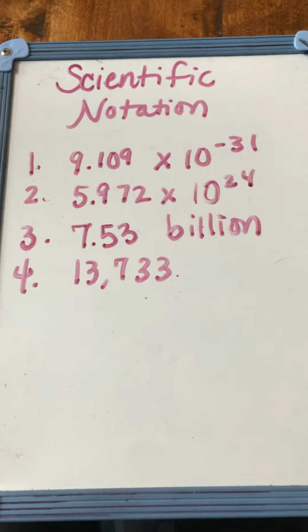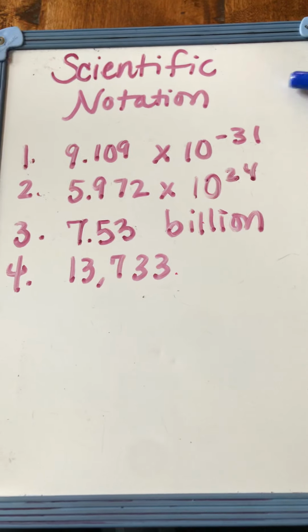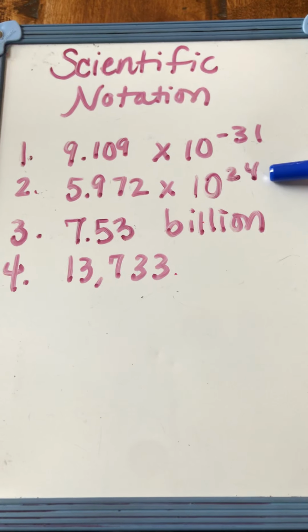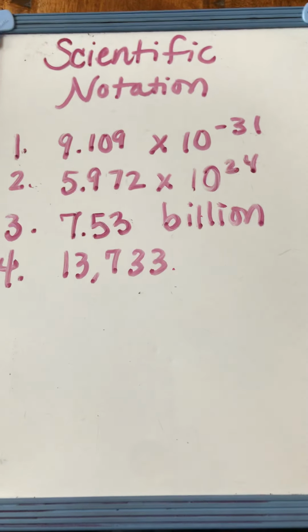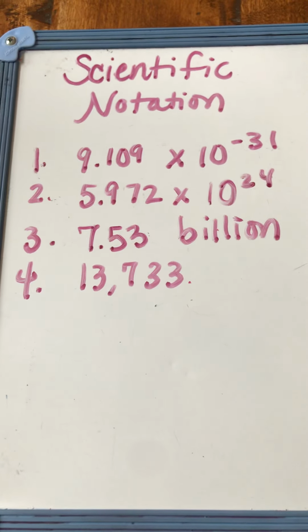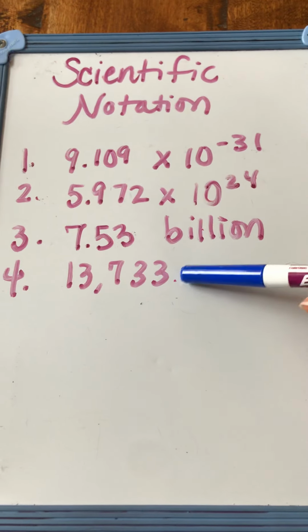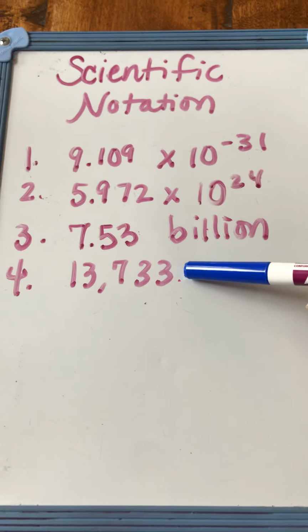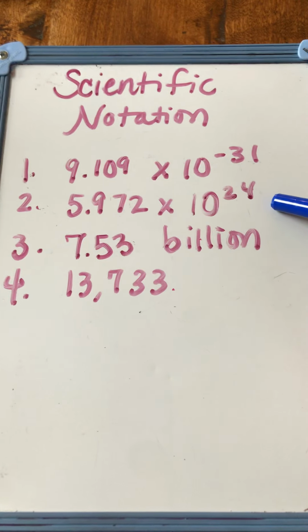So great job if you tried the warm-up finding the mass of an electron, which is number 1, the mass of Earth, the population of Earth, and the population of Milbury. So of those 4 numbers you wrote, 2 of them are actually already written in scientific notation. These first 2. This one's written in number word form, and that's considered standard form, the regular way we write numbers. So what does scientific notation mean, represent?